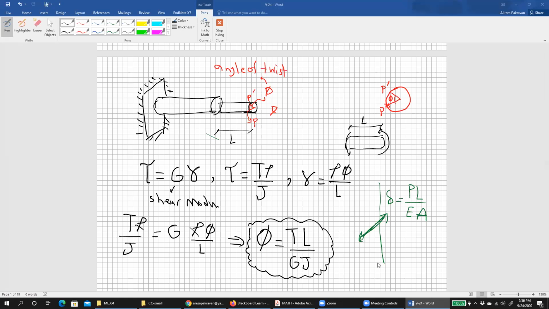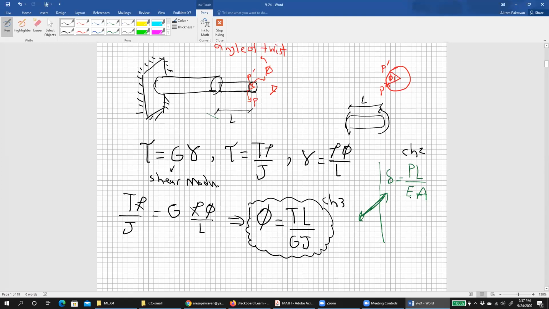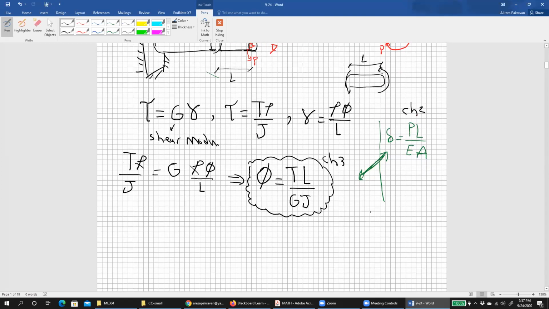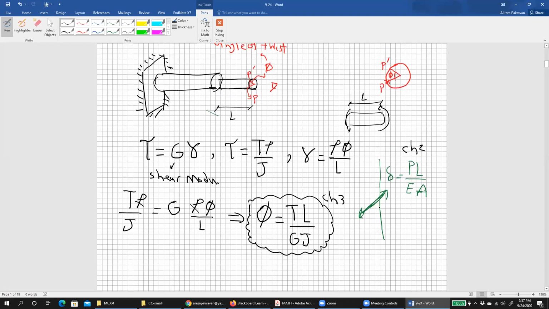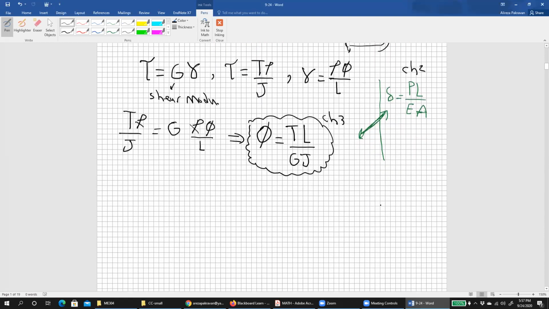Okay, so this is chapter 2. This is chapter 3. So you can map elongation to angle of twist. These two formulas are very similar to each other, right? Then, for example, the same as the elongation.